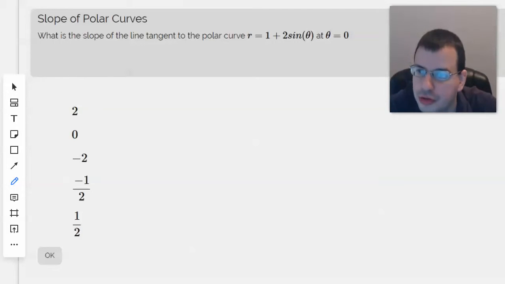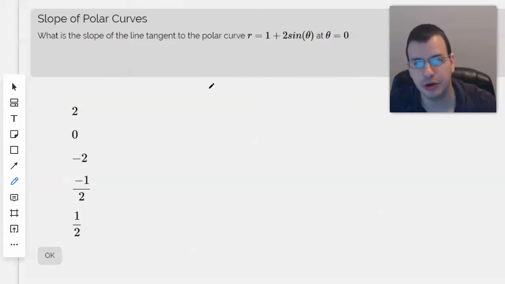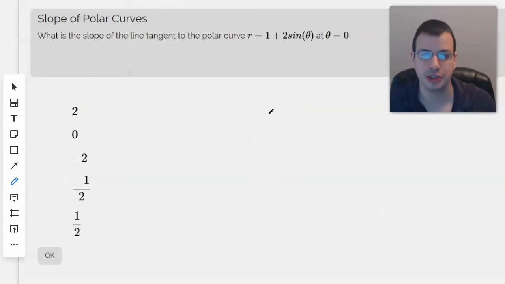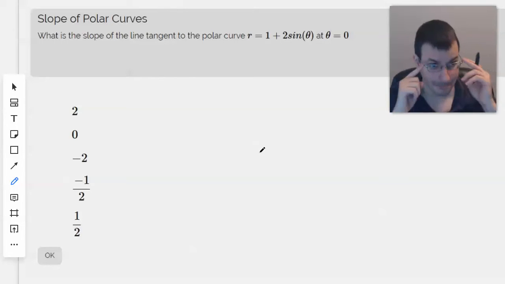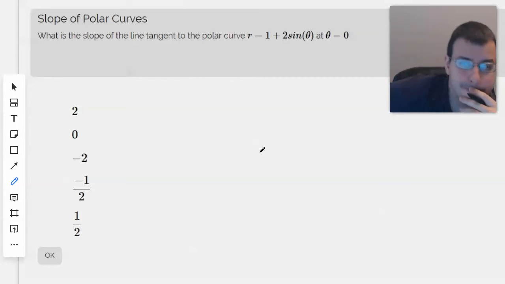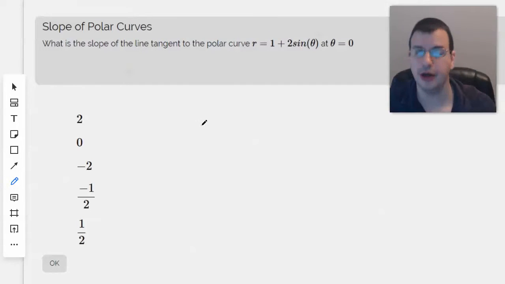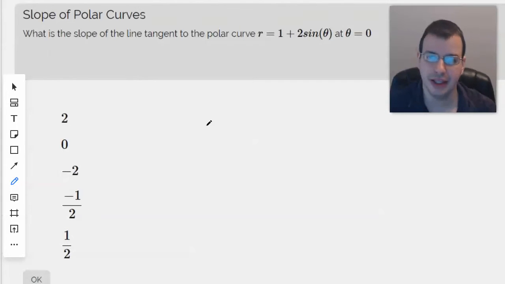Slope of polar curves. What is the slope of the line tangent to the polar curve r equals 1 plus 2 sine of theta at theta equals 0? Okay, so there is a formula for finding the slope of a polar curve.